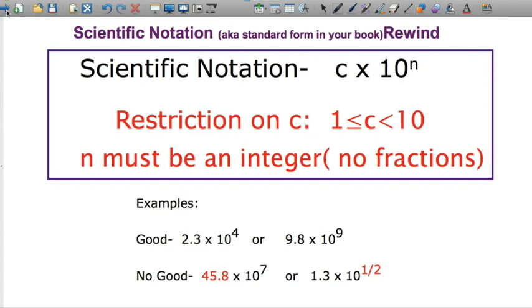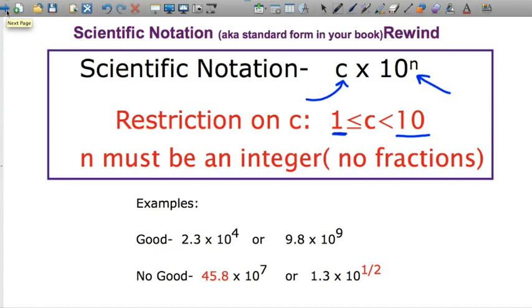Now, in scientific notation, you have some value. In this case, we're going to call it C, and it's going to be multiplied by 10 to the nth. And that n depends on how large or how small the number is. The one thing that's very important about the C value, it has to be equal to or greater than 1, but less than 10. If it is not, it's not in scientific notation.